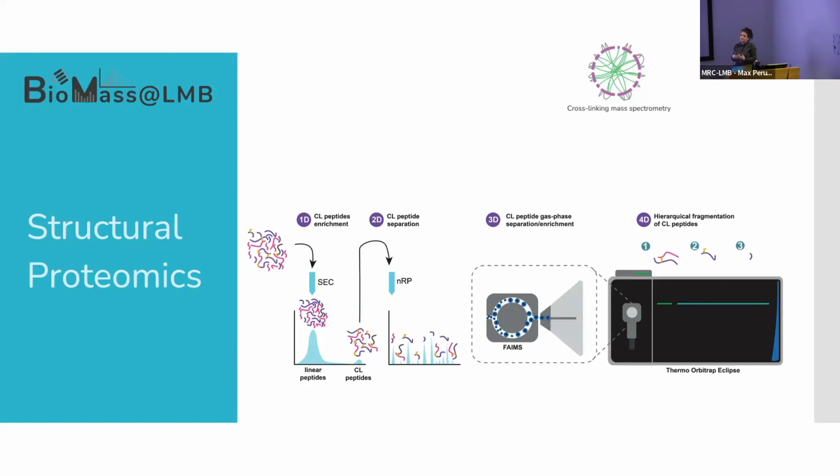And the mass spec that we use is actually a very smart instrument in which we can create a hierarchy, not just say, fragment the most abundant ones. Now we actually want to look at different parameters, prioritize the bigger ones with more charges, because these are the ones that are likely to be cross-linked peptides, and fragment these, and only look at the rest once you've done with this. So that's how we do the cross-linking analysis.